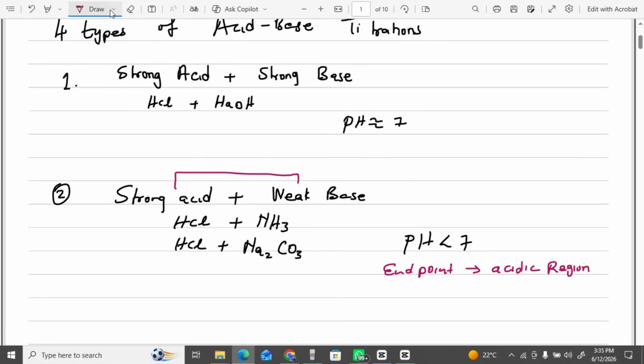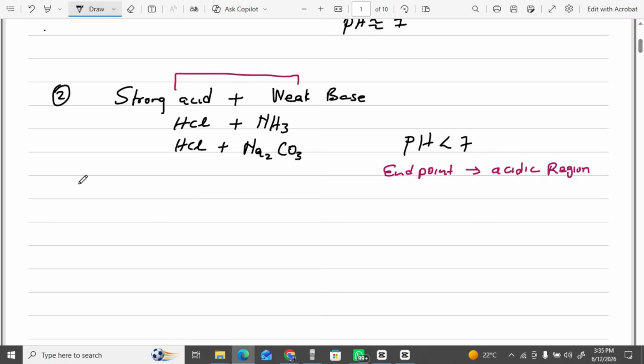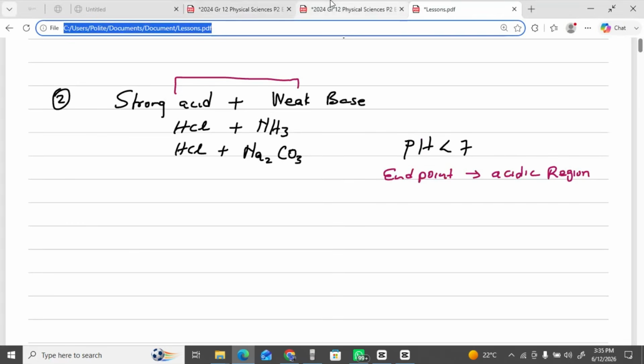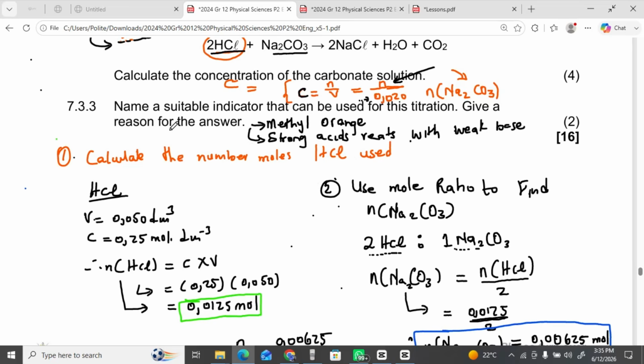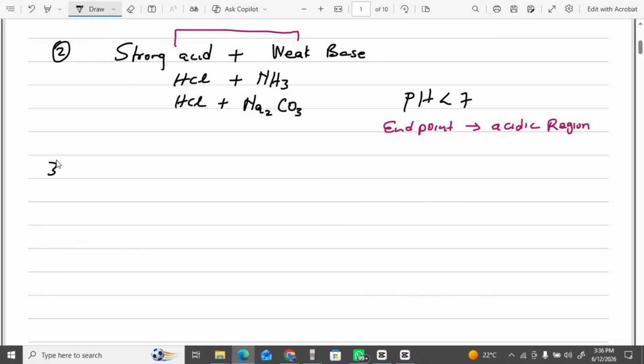So for exam purposes, I'm just going to go through number 3 and number 4 for you guys. This is how I got my answer on this question. This is why I'm saying the correct answer is methyl orange, because I have a strong acid that reacts with a weak base. So another one, let's say maybe in the upcoming exam, sometimes they can give you a weak acid that reacts with a strong base.